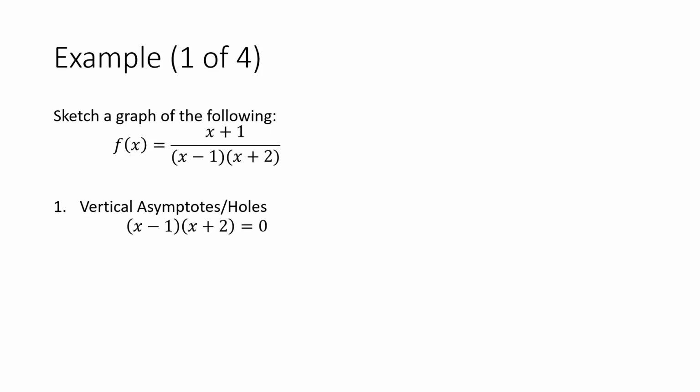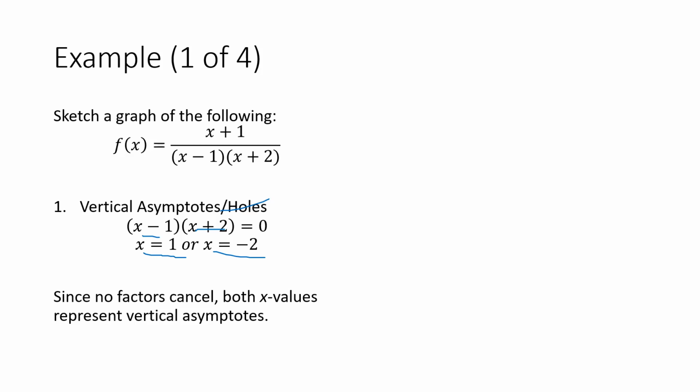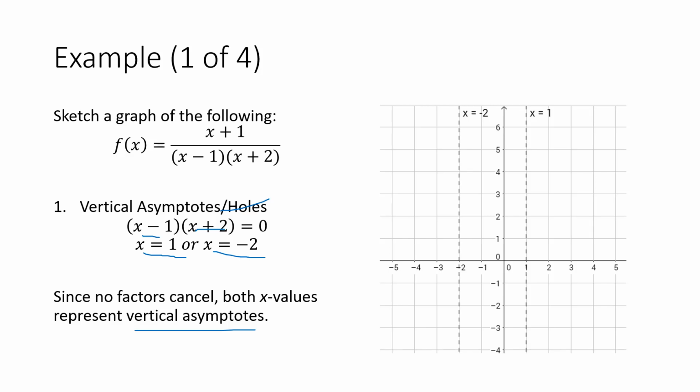So we know that they aren't holes. We know they're both going to actually represent vertical asymptotes here. So solve for x in each case. x minus 1 equals 0. That's going to give us x equals 1. x equals negative 2 would be the other. And again, since they don't cancel out, both of those are vertical asymptotes. So we'll start sketching our graph with those things in mind.